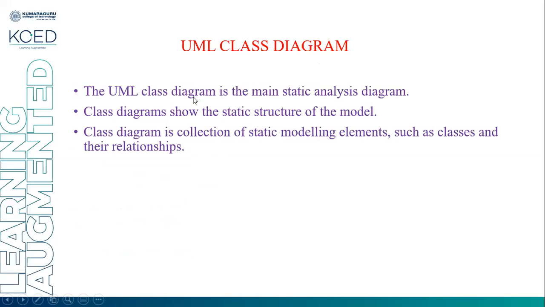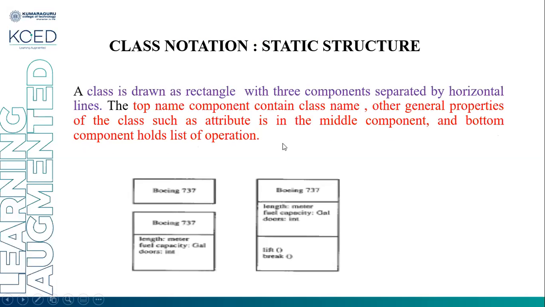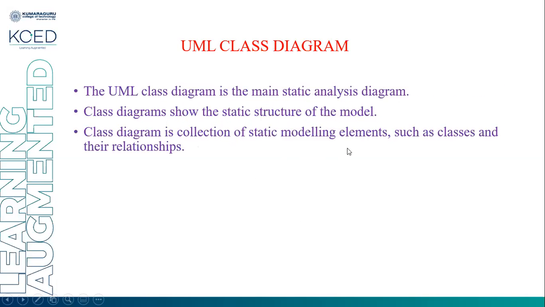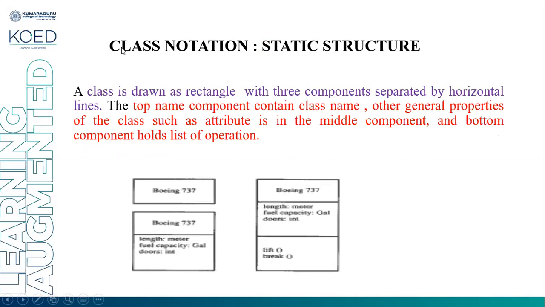The UML class diagram is the main static analysis diagram. The class diagram shows the static structure of the model. A class diagram is a collection of static modeling elements such as classes and their relationships, the relationship of the classes with the other classes. Class notation. So, static structure.